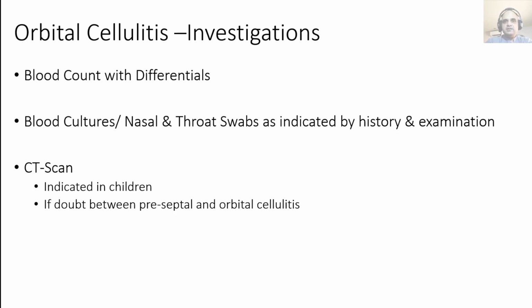CT scan is indicated in children, as we have talked about before, and in adults if you can't really say for sure whether it's a pre-septal or an orbital cellulitis. And erring on the side of caution is always important, because as we have said, orbital cellulitis is sight and life threatening. So do a CT scan if you're not sure. That is why we have these investigations. They aid us. And when we are in doubt, it's always better to err on the side of caution.